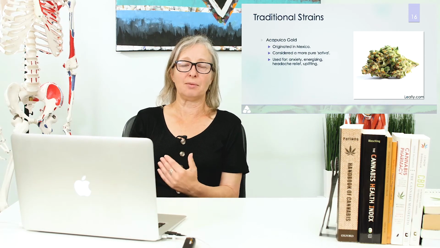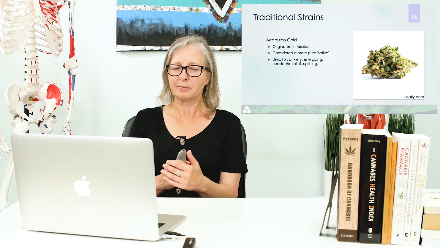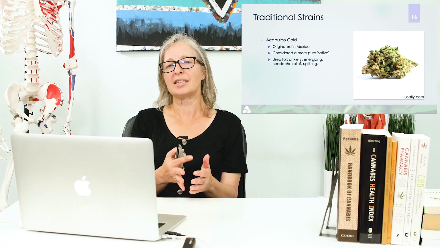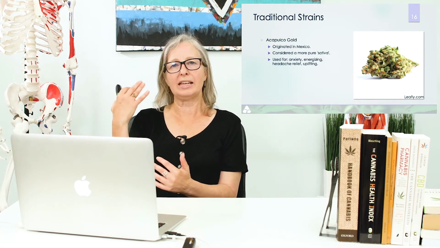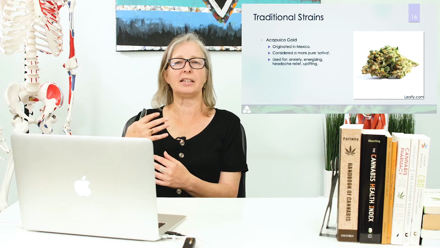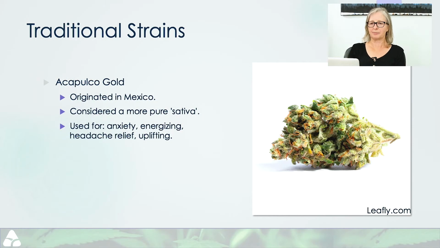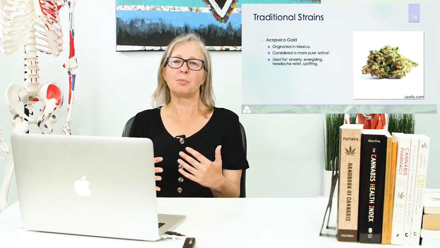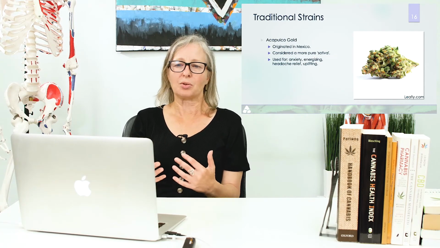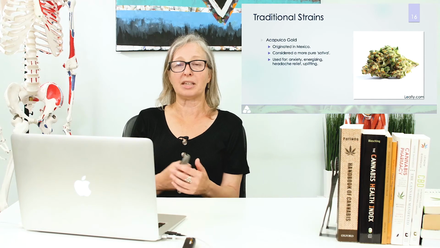Okay, let's start with Acapulco Gold. Acapulco Gold originated in Mexico, and you can tell by the name Acapulco. This one is considered a more pure sativa type strain, so heavy on the sativa effect. Quite heady, more for daytime use, stimulating, energizing, those kinds of things. A lot of people will use this for anxiety. A lot of people find this works really well for headache relief and for that uplifting feeling, or if you just need to pull yourself out of a little bit of depression, Acapulco Gold might be a good one for that.